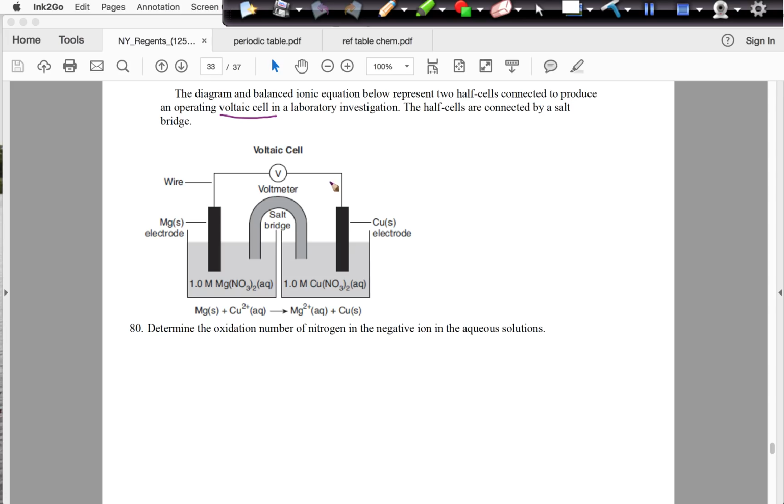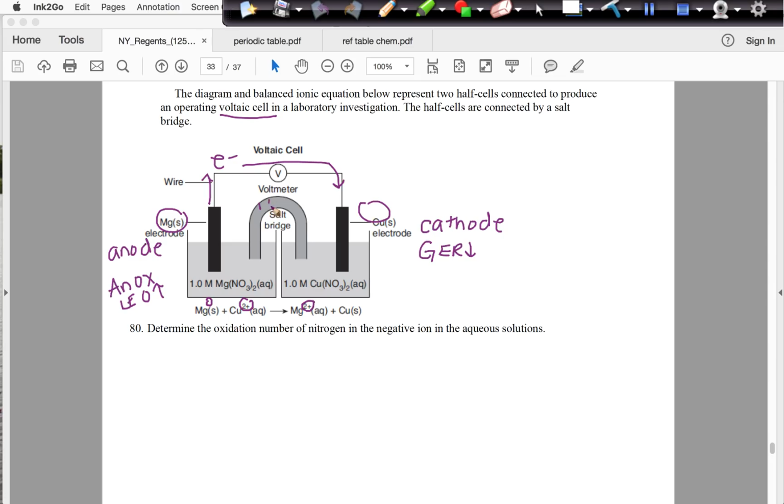So if we look at this, remember, we're going to have an anode and a cathode. So magnesium is going from 0 up to +2. So we're going to call the magnesium electrode the anode because the metal was oxidized and the charge went up. That means that we're going to call the copper the cathode because the charge of the copper is going down. The electrons are going to flow through the wire from anode to cathode, from magnesium to copper. Ions will flow in the salt bridge.